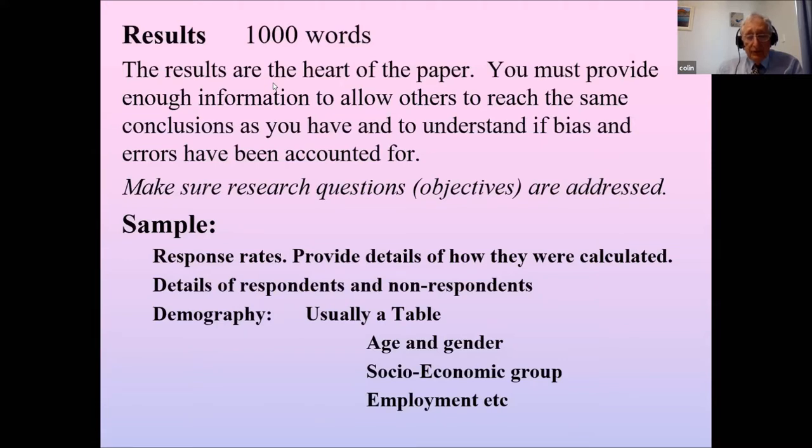You'd be surprised at the number of papers we've received over the years where they've started off doing some kind of research but found out something else, and so they simply put that in the results section without bothering to go back and rewrite the objective. Whenever you use a sample, you've got to put in response rates and, if possible, details of those who agreed to participate and those who didn't. And we usually include in the first table some of those details.